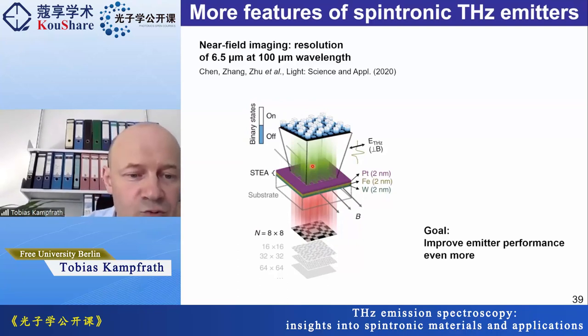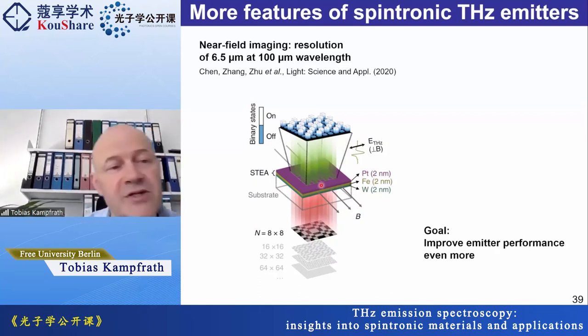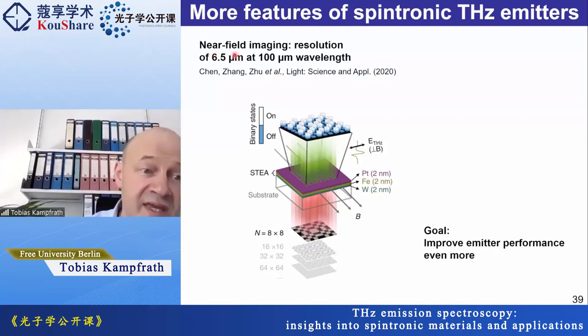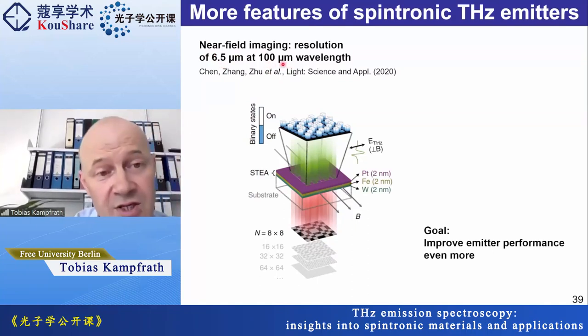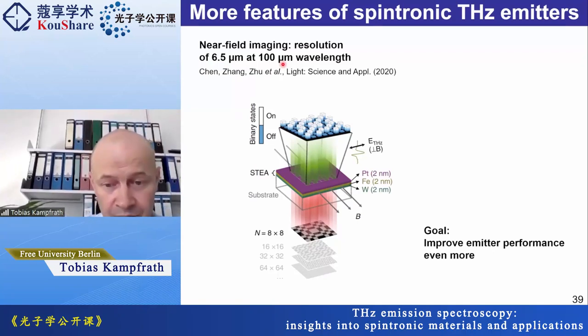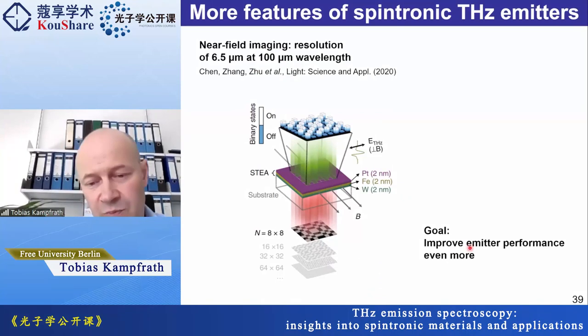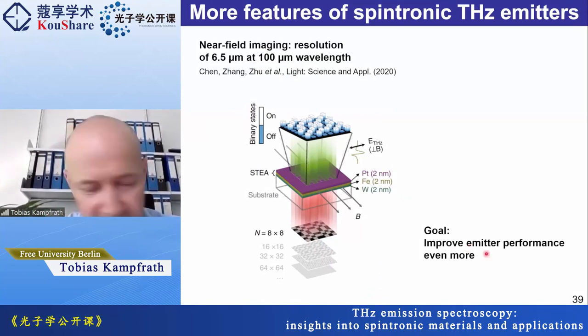And in this way, you can do microscopy with the objects directly on top of the terahertz emitter. In this way, you obtain a resolution of 6.5 micrometers, even though the wavelength of the terahertz radiation is more than 100 micrometers long. All these applications indicate that it would be great if these emitters had even larger emission amplitude.